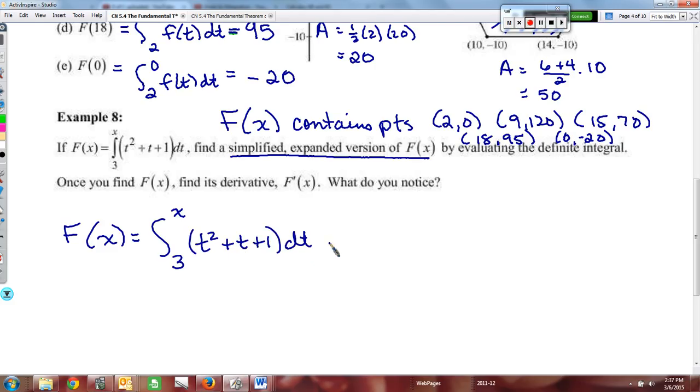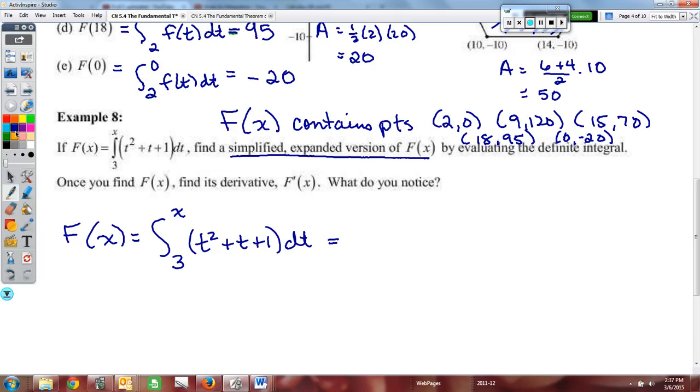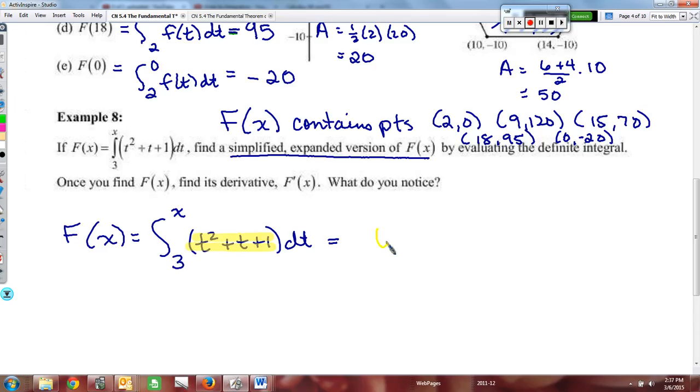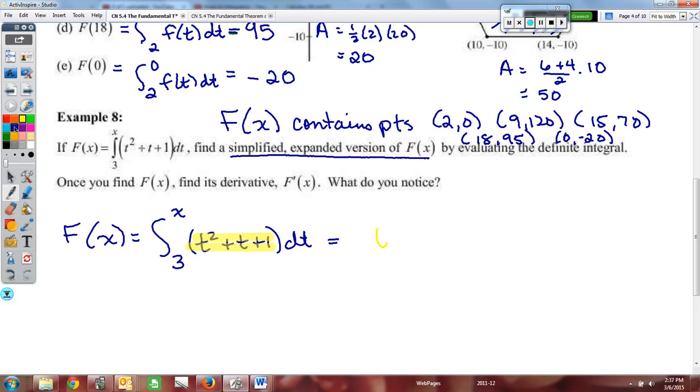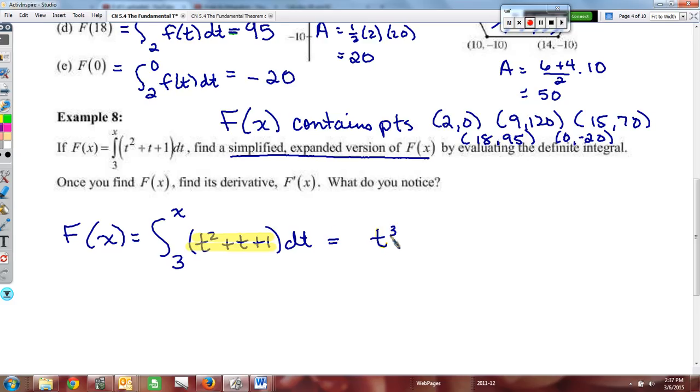So we're going to start the process by recognizing we're calculating net change or accumulation. So I need to find the antiderivative. So t squared plus t plus 1 is the derivative of a known function that we can work backwards from. T squared would be the derivative of t cubed over 3, plus the t, its antiderivative would be t squared over 2, plus t.